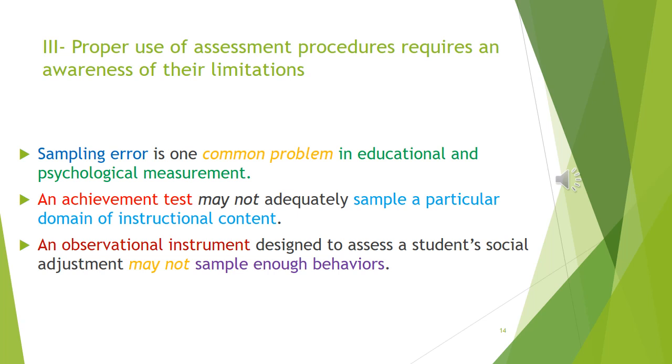Proper use of assessment procedures requires an awareness of their limitations. Sampling error is one common problem in educational and psychological measurement. An achievement test may not adequately sample a particular domain of instructional content. An observational instrument designed to assess a student's social adjustment may not sample enough behaviors.